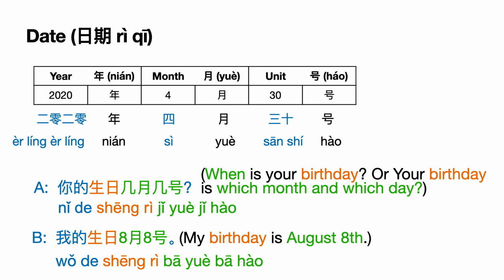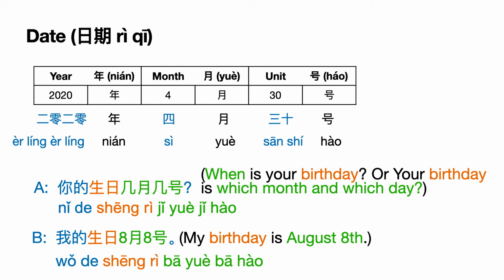How to say date in Chinese? Date, 日期. So in Chinese, the dates normally start with year, followed by month, and the unit. For example, 2020, April 30th. In Chinese, it's 2020年四月三十号. 年 is year, 月 is month, 号 is the unit.